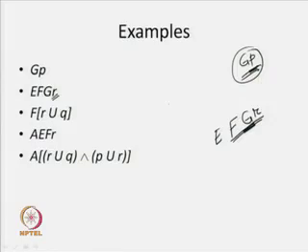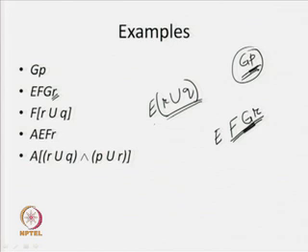Now similarly, this next formula: R until Q. Until is a temporal operator, so R until Q is a temporal formula. This temporal operator is not preceded by any path quantifier, so it is not a CTL formula. But if we say E R until Q, then it becomes a CTL formula, because this temporal operator is preceded by a path quantifier.